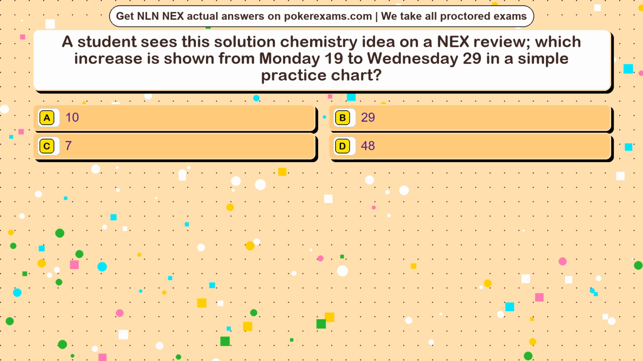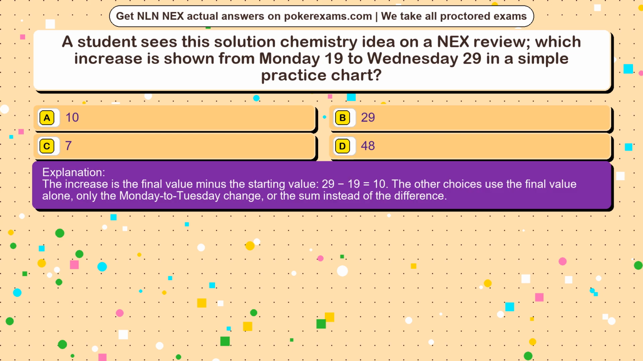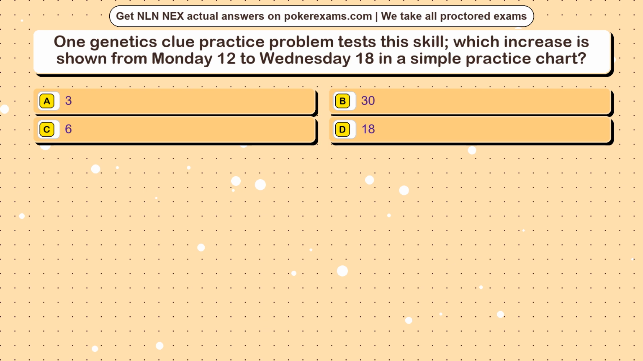The correct answer is option. The increase is the final value minus the starting value, 29 minus 19 equals 10. The other choices use the final value alone, only the Monday to Tuesday change, or the sum instead of the difference. Question 11. One genetics clue practice problem tests this skill.